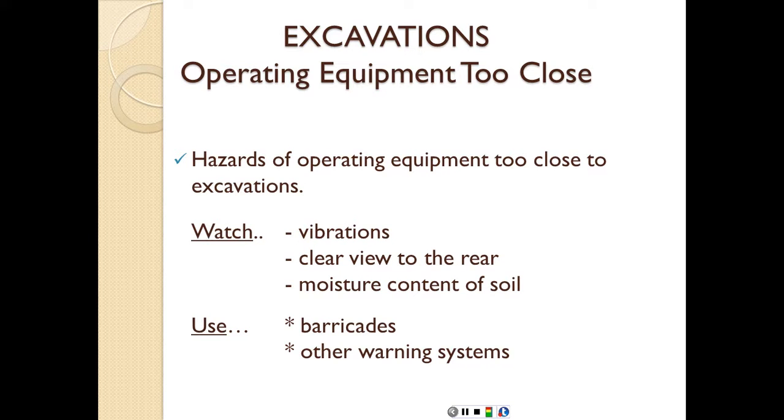So use barricades or other warning systems. Either you're going to have cones or barricades, or you're going to have a flagger, someone with a flag who's going to notify the equipment operator, stop, you're getting too close to the edge of the excavation.